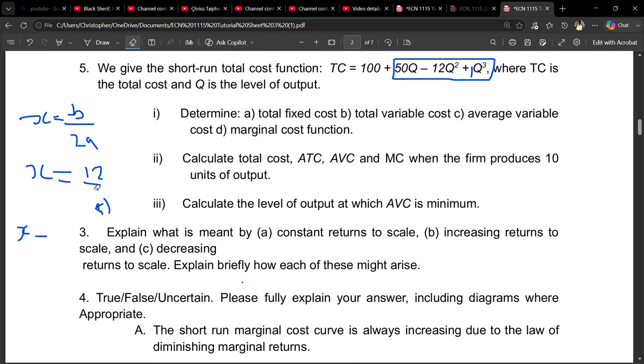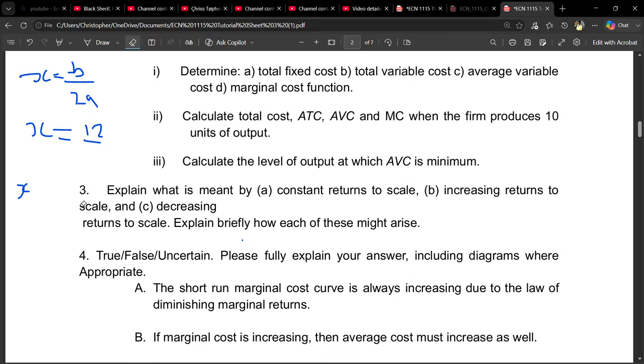Okay, we move on to the next question. I think they made a mistake. Should be question 6 or so. This question says, explain what is meant by constant returns to scale, increasing returns to scale, and decreasing returns to scale. Briefly explain how each of these might arise or exist. So these 3 come from the returns to scale.